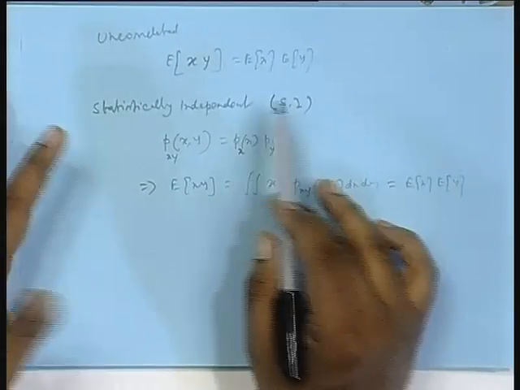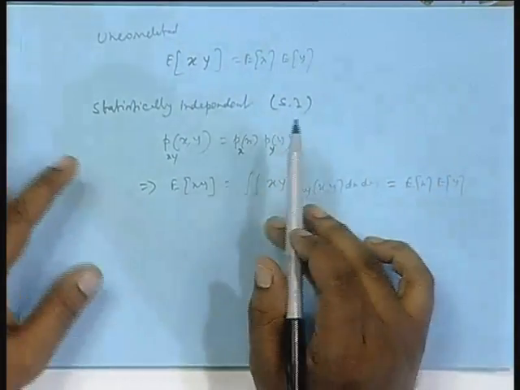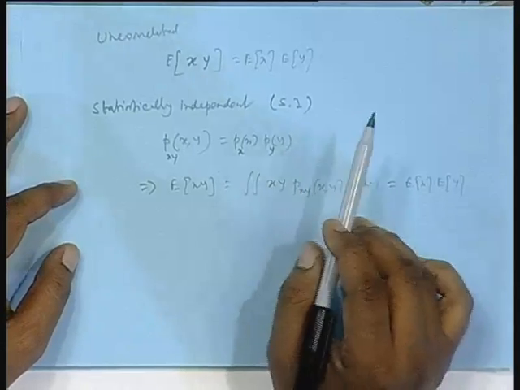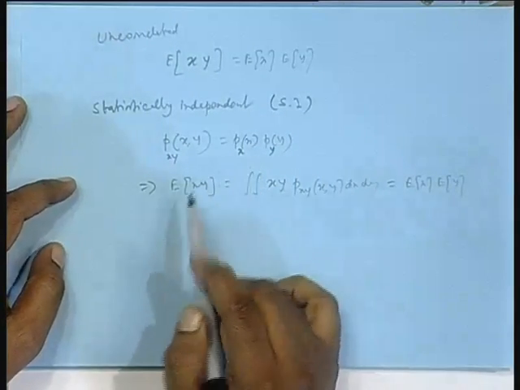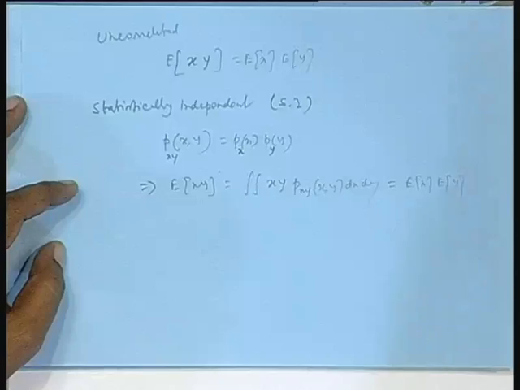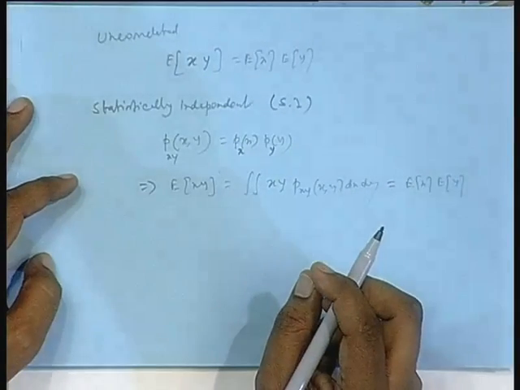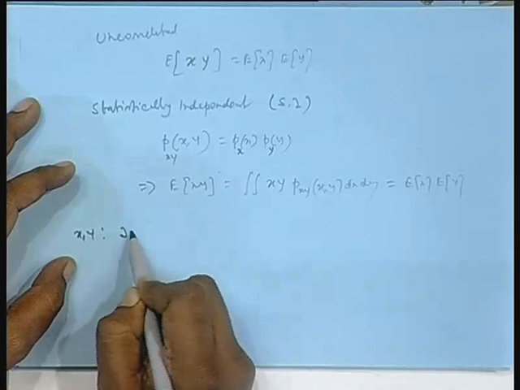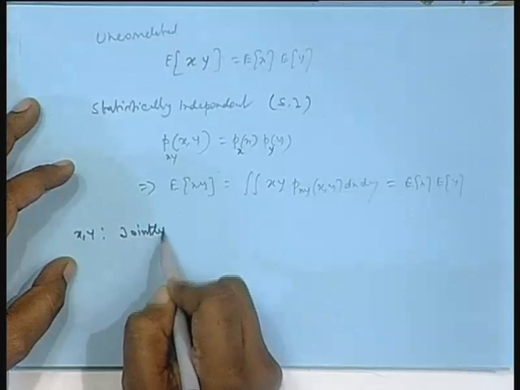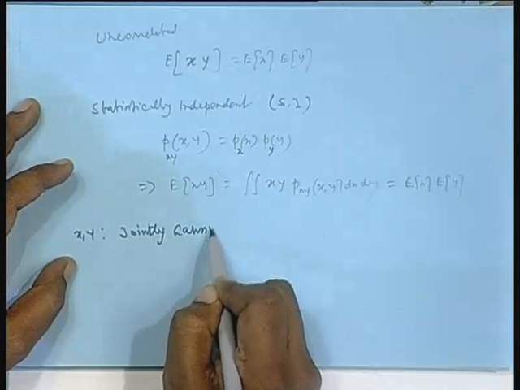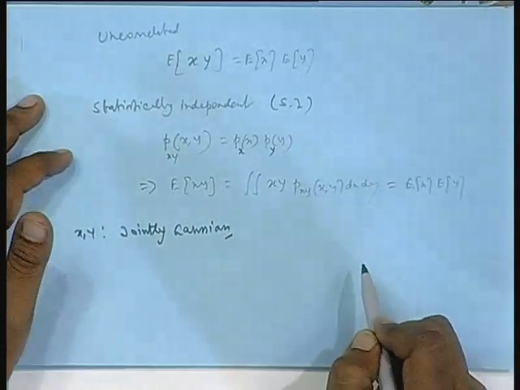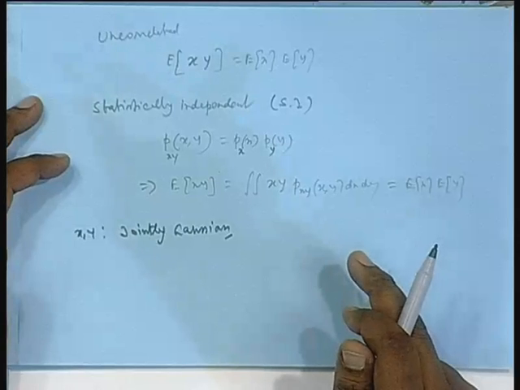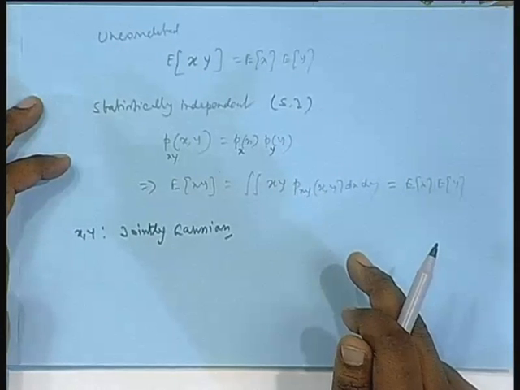Zero mean, I am talking of zero mean cases. So, if they are jointly Gaussian, then this will happen. Why, you know? If x, y are jointly Gaussian, you know what is the joint Gaussian formula, joint Gaussian distribution of a vector?